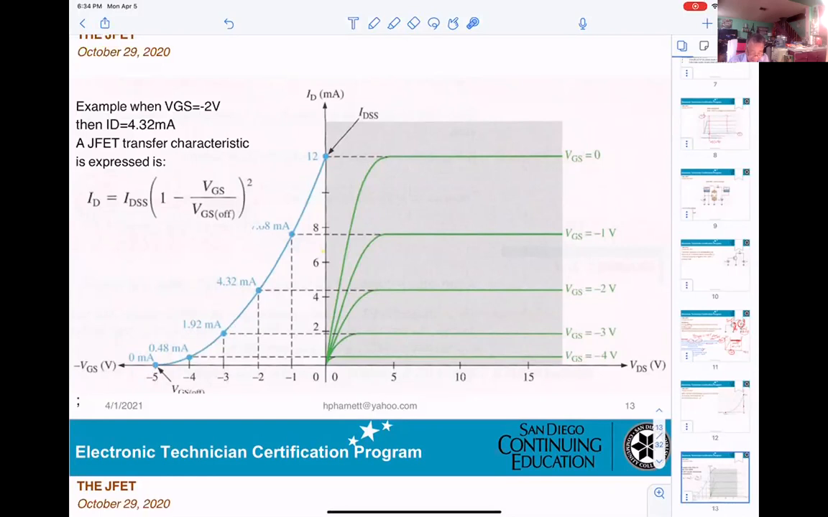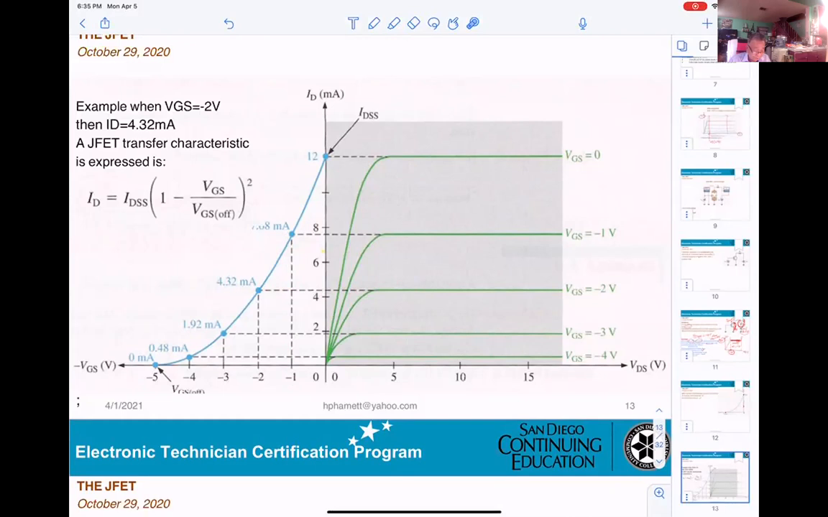Now on this curve, if you look at one point in here and you want to know ID, you go to the right, so it can be 7.8 milliamp, for example. If you want the VGS, going down, it is minus 1 volt. So any point on this curve will tell you what VGS equals and also what the current ID equals.